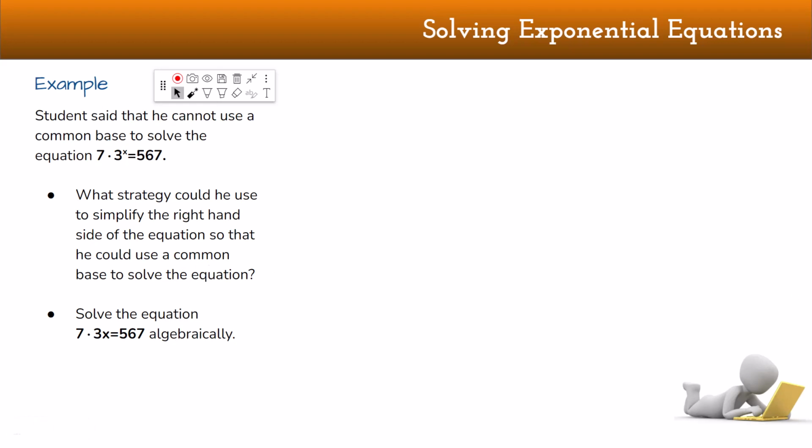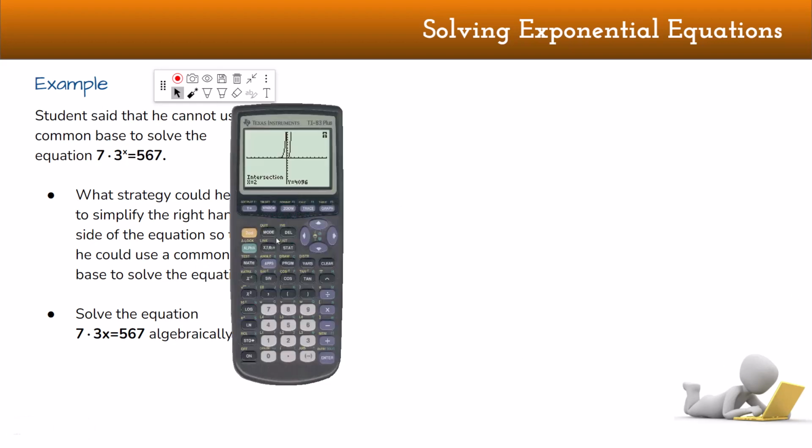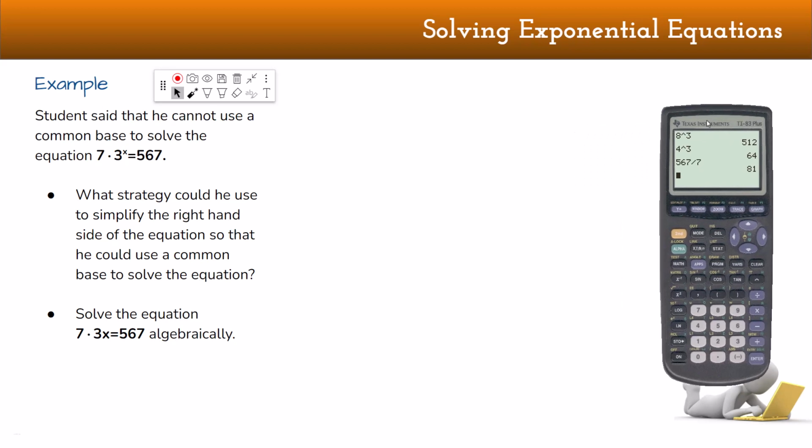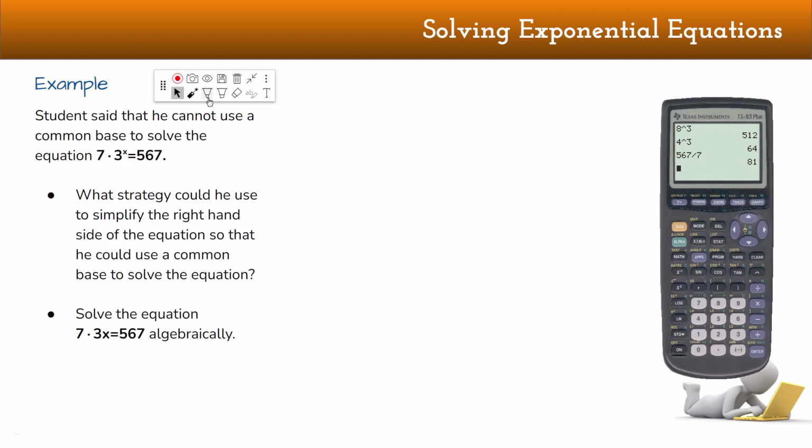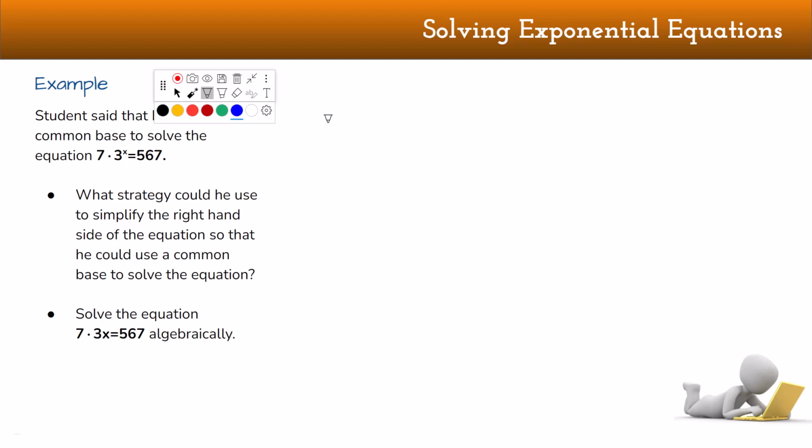Well, the first thing I would do is go ahead and divide both sides by 7. So that means I'm going to go 567 divided by 7, and that gives me 81. So right off the bat, I now have something that I can work with. So this is going to be 3 to the x now equals 81. And we know 81 is 3 to the 4th, which equals 3 to the x, which means x must equal 4. And we're done. Easy peasy.